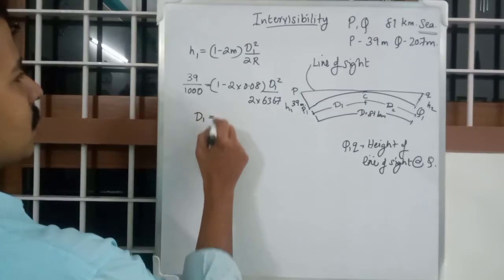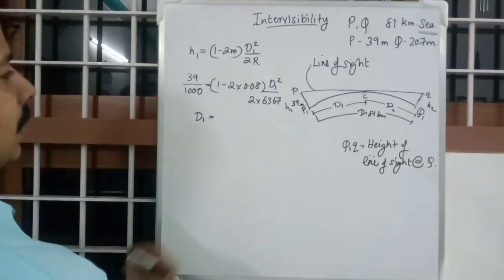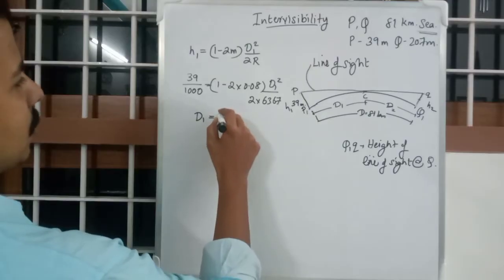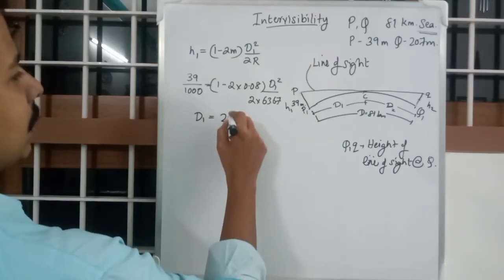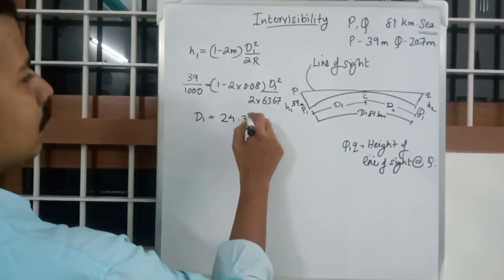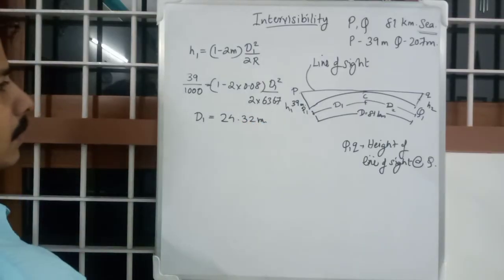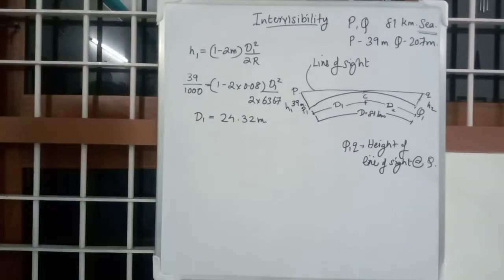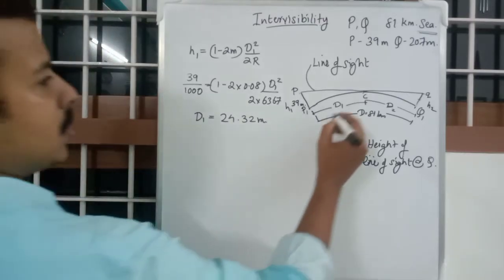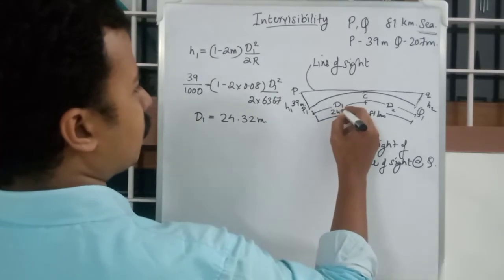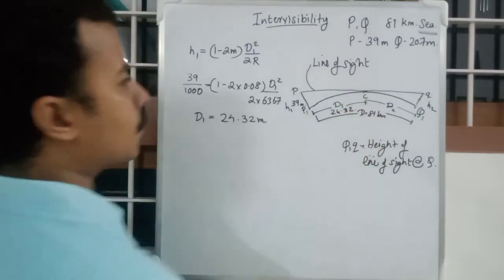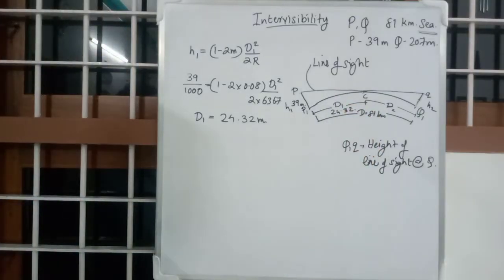So d1, after simplification and solving, we get it as 24.32 kilometers. So that is d1, this distance, 24.32. Get it.